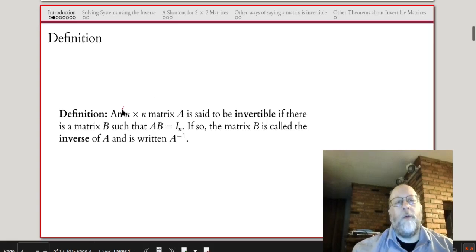We're still working with square matrices. And we say a square matrix A is said to be invertible if we can find another matrix B so that when we multiply them together using the column row rule, they cancel and give us an identity matrix. If so, the matrix B is called the inverse of A, and we write it as A inverse.